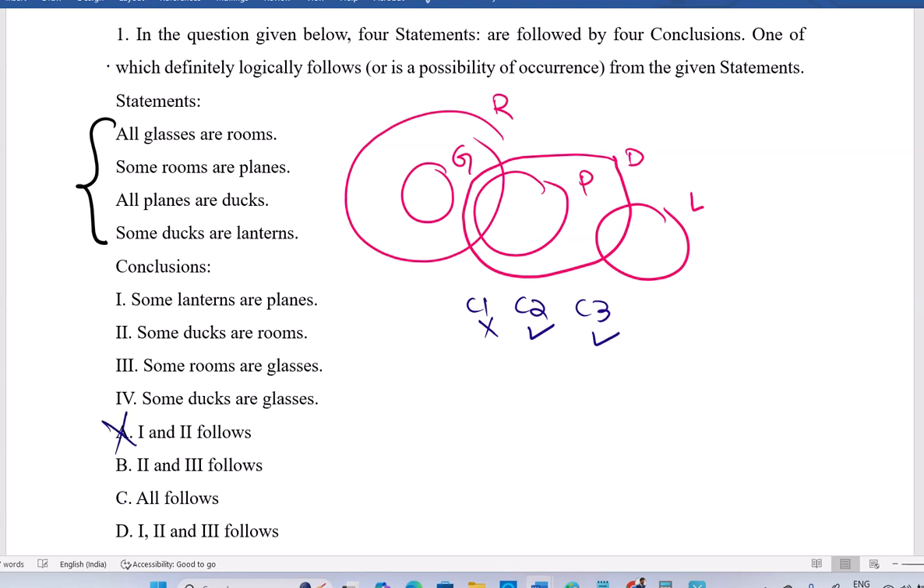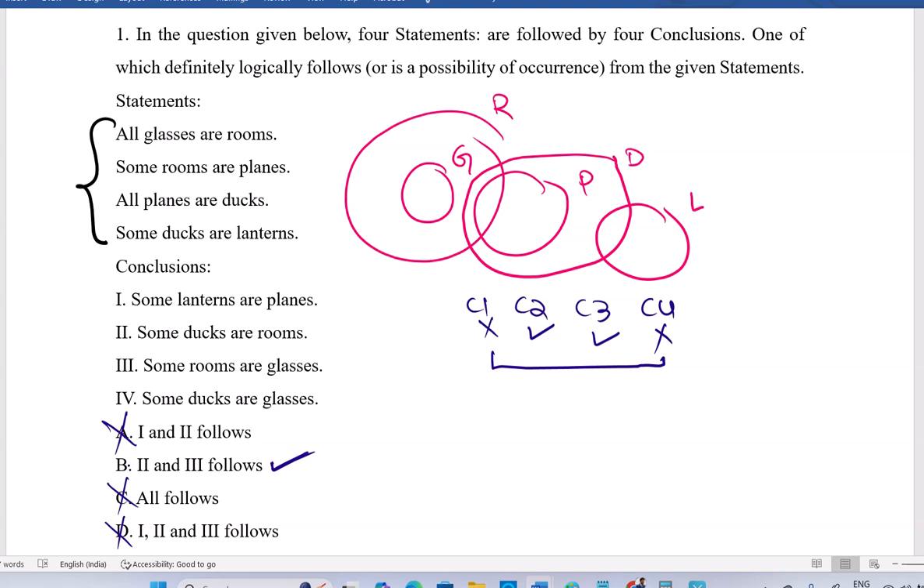I don't want the first one. So all follows. Option B is the answer. It's straightforward. Some ducks are glasses. Failed in one diagram. Why am I going for option B? I don't want the first one and the fourth one. Okay, with that only option B is available.